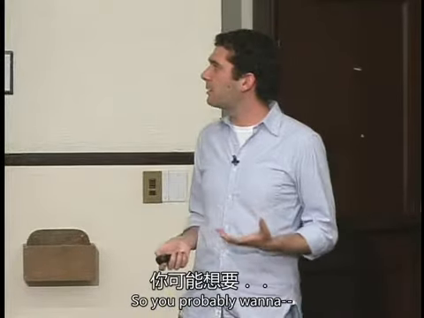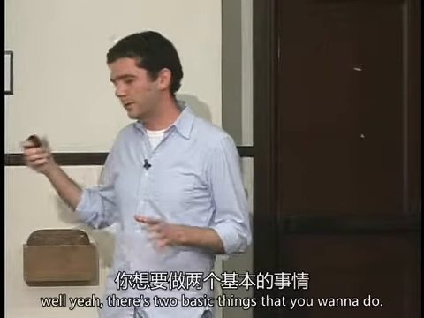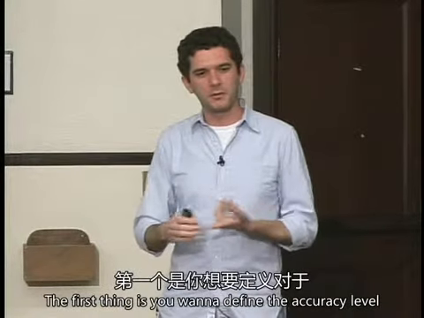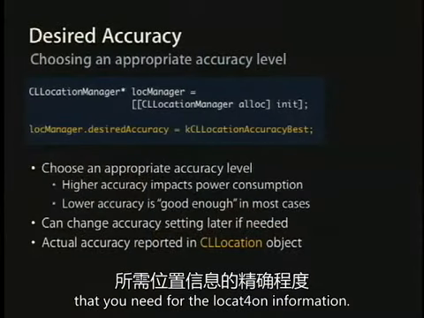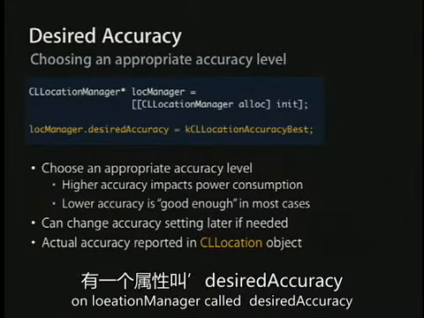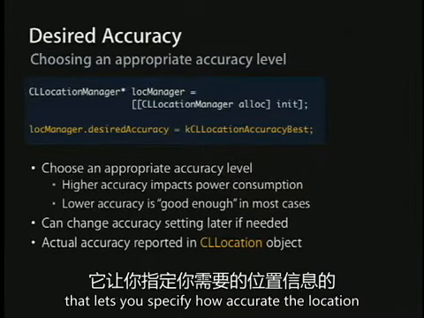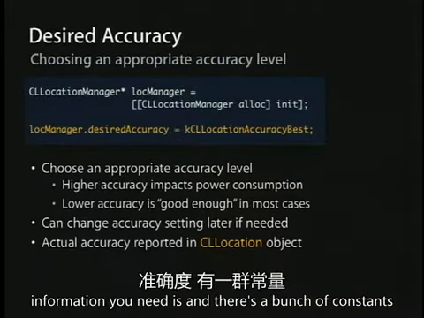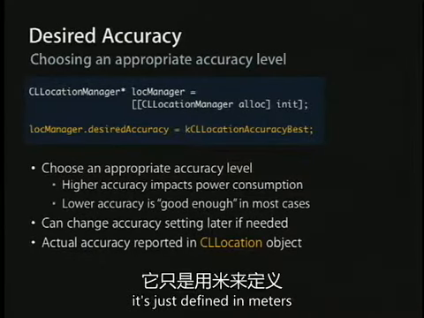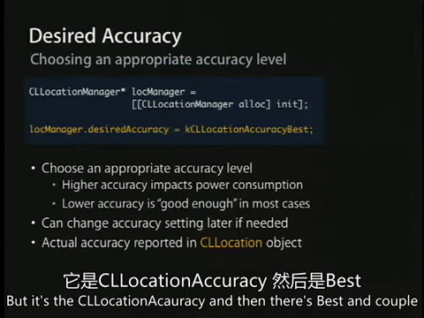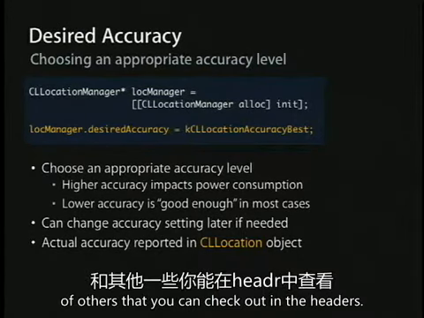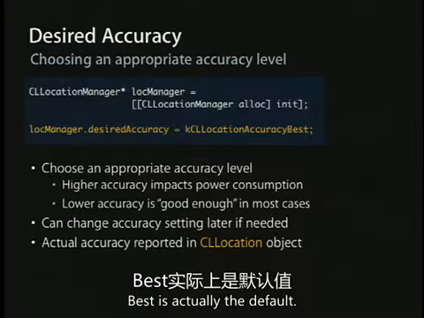So there are two basic things that you want to do. The first thing is you want to define the accuracy level that you need for the location information. There's a property on Location Manager called desiredAccuracy that lets you specify how accurate the location information you need is. And there's a bunch of constants that you can use to figure this out. It's just defined in meters, so you could also specify your own value. But it's the CLLocationAccuracy, and then there's best and a couple of others that you can check out in the headers. Best is actually the default.